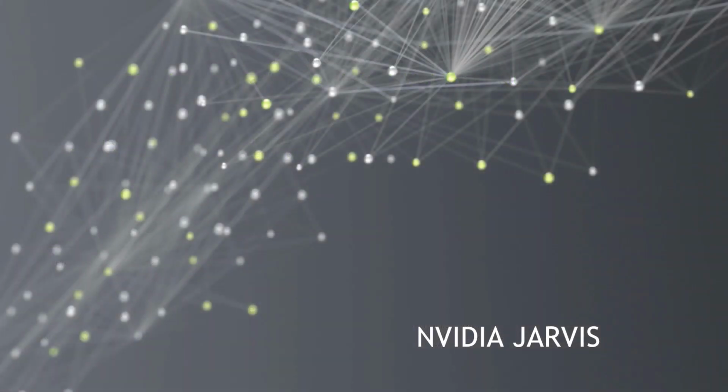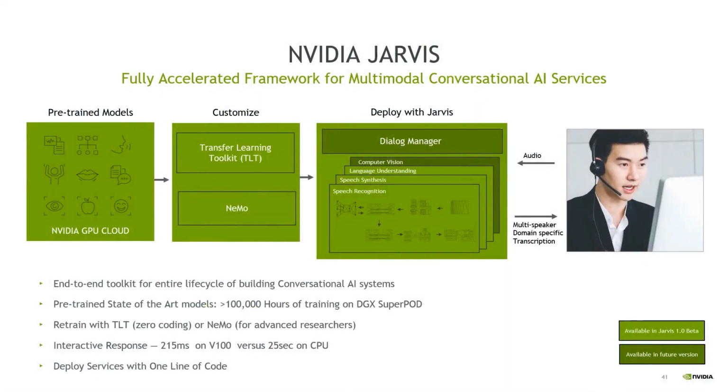Now, how about complex pipelines with multiple modules that need to be joined to build a real-time conversational AI application? NVIDIA Jarvis platform is a fully accelerated framework for multimodal conversational AI services. Jarvis platform relies on Triton Inference Server and supports deep learning models trained and fine-tuned with NeMo and Transfer Learning Toolkit. Jarvis simplifies application development with only few lines of code.